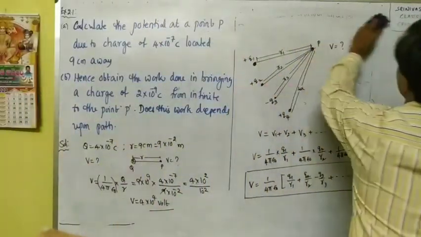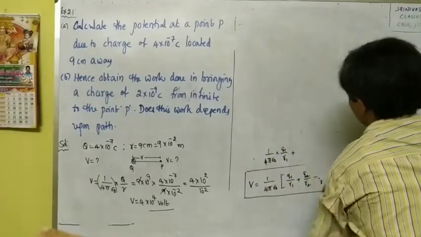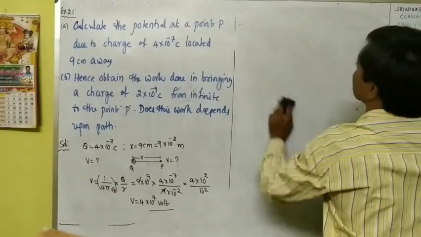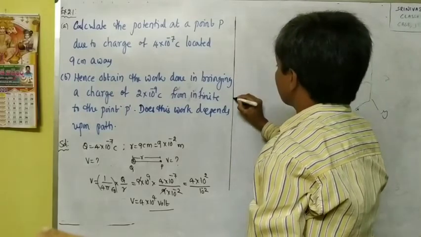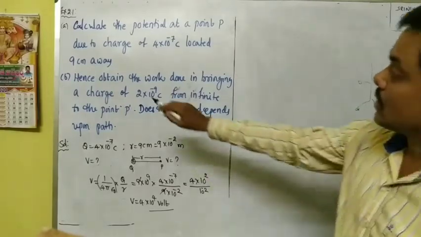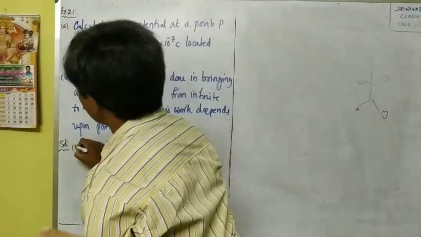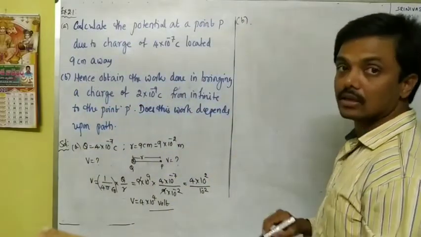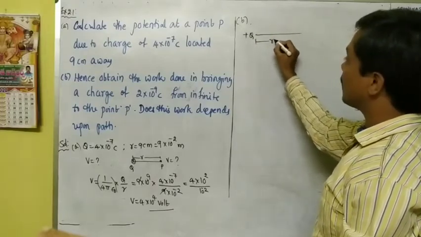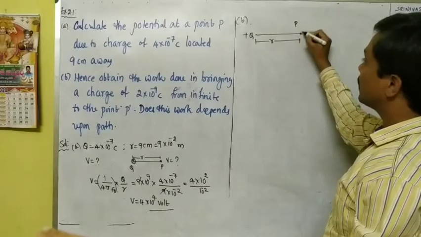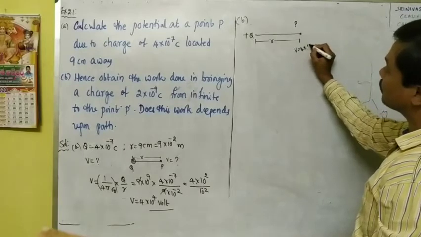And one more thing they are asking. What are they asking? Work done to move this charge. This is the A solution, and the B solution they are asking. This is the capital Q charge. From this, at a distance R of 9 cm at point P, we calculated the potential, right? The potential you got is 4 × 10^4 volt.